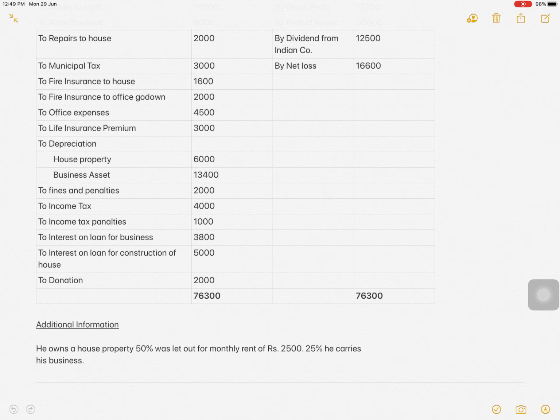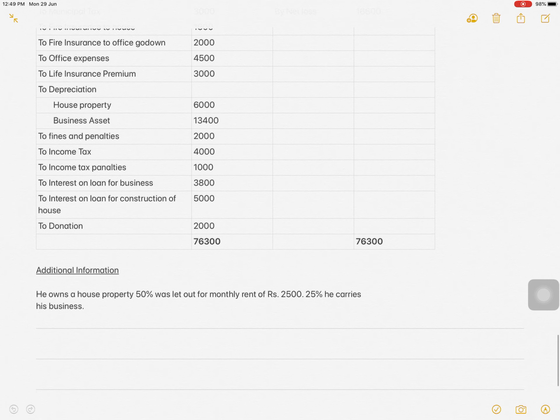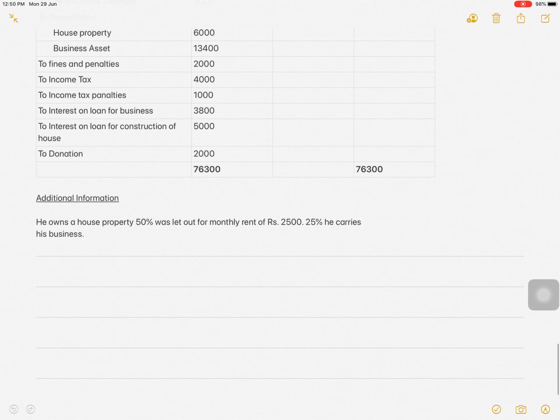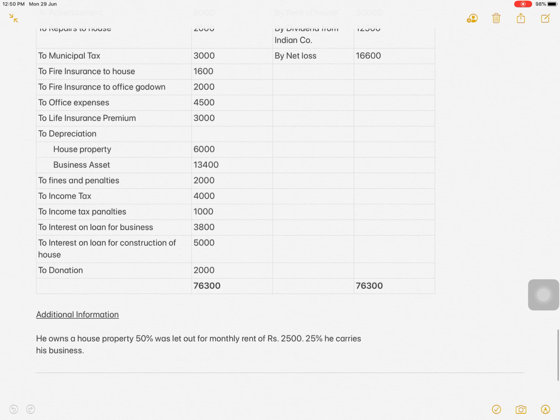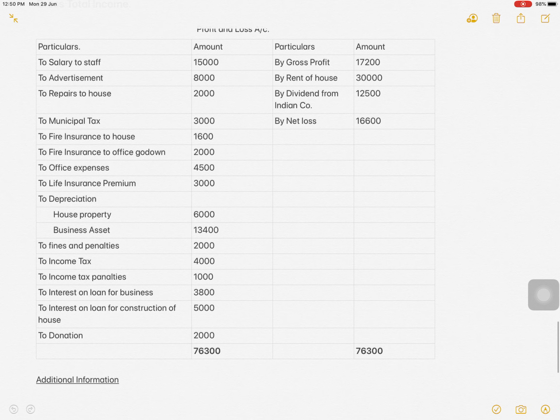Now actually from this adjustment, whatever we have discussed, everything goes wrong, because he is having only one property. He owns a house property. 50% is let out property. In another 25% he is doing business, and in the remaining 25% he is staying in the house. So one property is divided into three parts: 50% is let out, 25% is self-occupied, and 25% is used for business purpose.